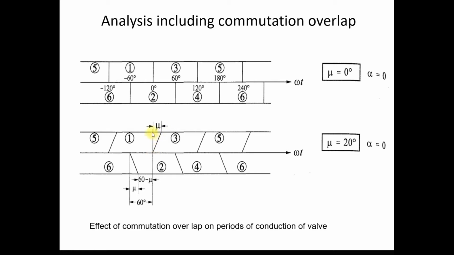During this commutation, you can see that from the upper group, valves 1 and 3 both are conducting. In this duration, valve 1 is not off. It turns off at this point, at the end of the commutation time. Clear? And valve 3 starts conducting here. Valve 1 is already conducting. So in this duration, valves 1 and 3 are conducting from the upper group, and from the lower group valve 2 is already conducting from this point. Clear? So at that time 3 valves are conducting: 1, 3 and 2.